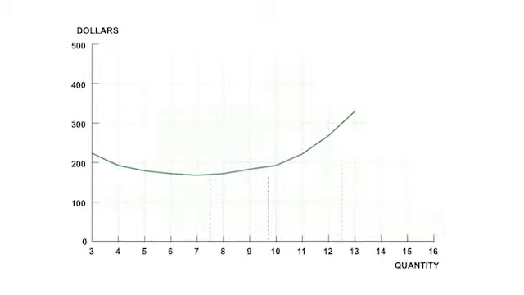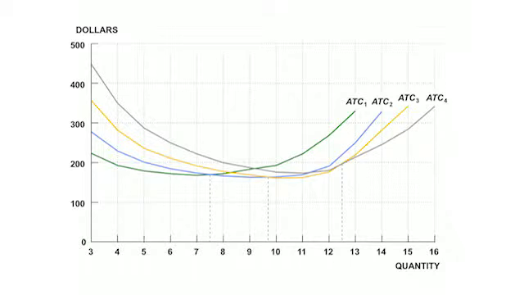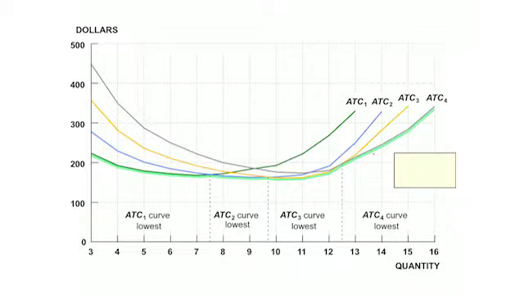So that's a picture of ATC1. That's ATC2, ATC3, ATC4, and we trace out the bottom of all those, and we see the long-run average total cost curve. There it is. Again, the low points of all the average total cost curves.